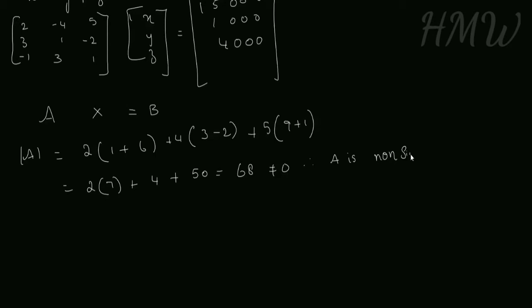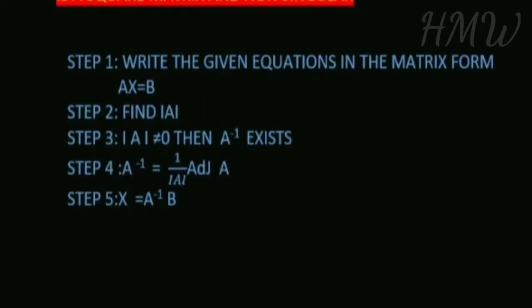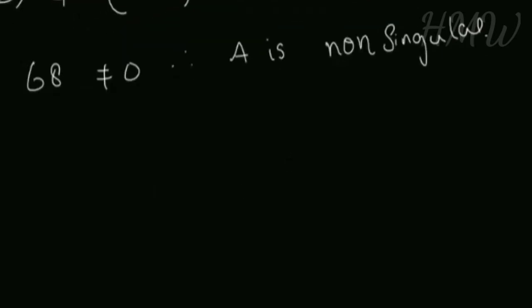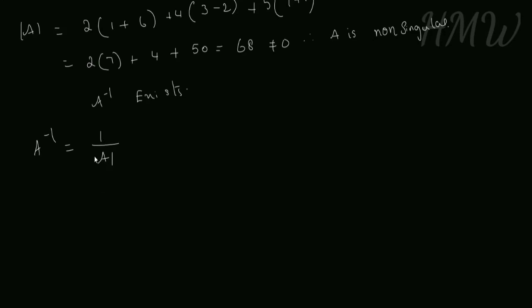A is non-singular. Therefore, we can find A inverse. A inverse exists. Find determinant of A, it is not equal to 0. Therefore, A inverse exists. Then you have to find adjoint of A. So A inverse is equal to 1 by determinant of A into adjoint of A. So we have to find the adjoint of the matrix A.